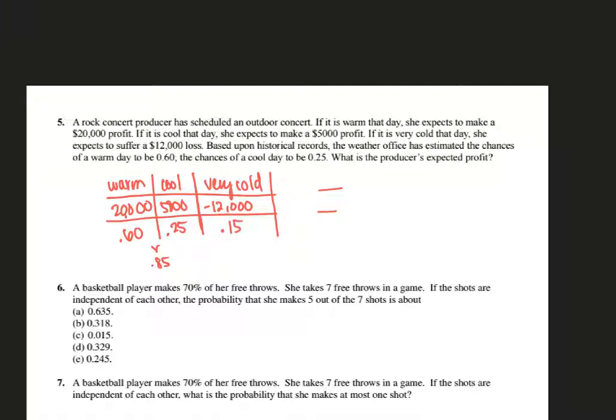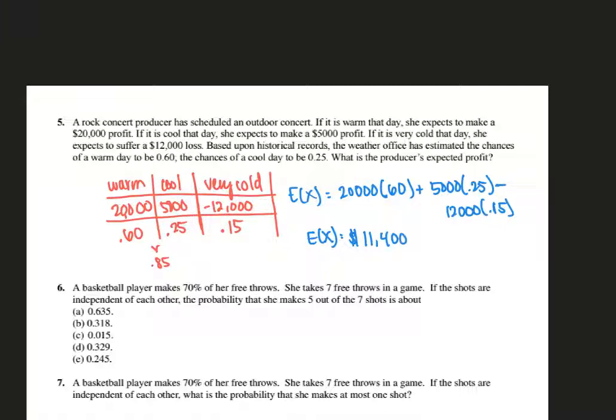All right, so now to calculate the expected value, we take the profit times the probability, and we're going to put that in the calculator. Okay, for the sake of making this video easy, when we put that in the calculator, you should get an expected value of $11,400. So the producer's expected profit is $11,400.